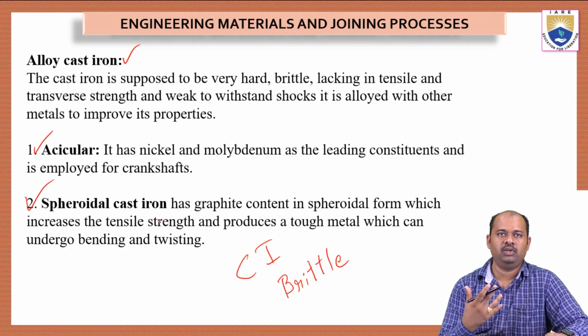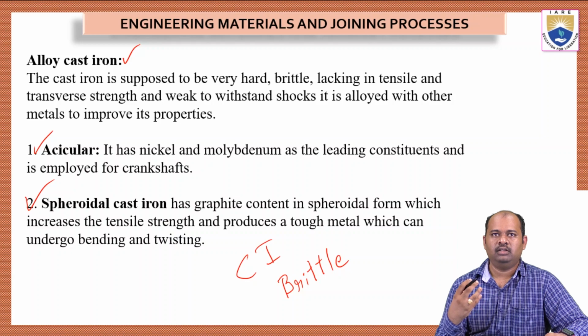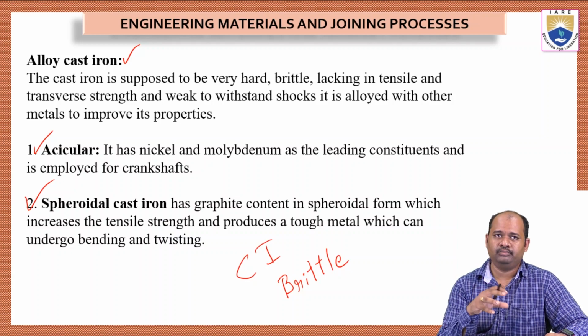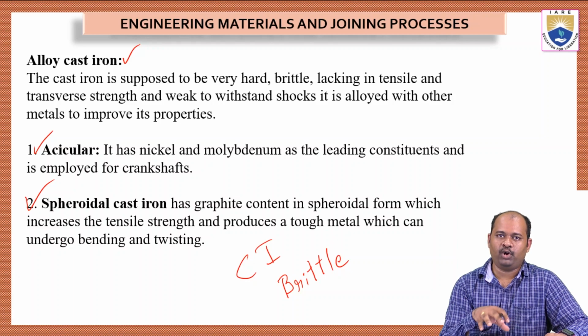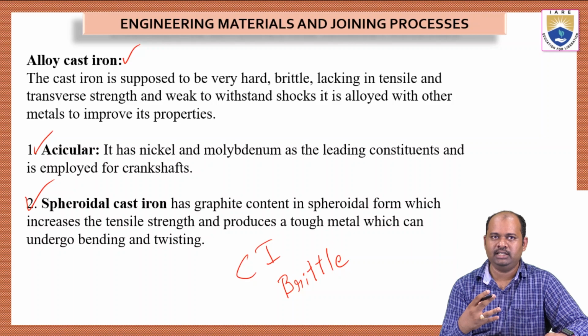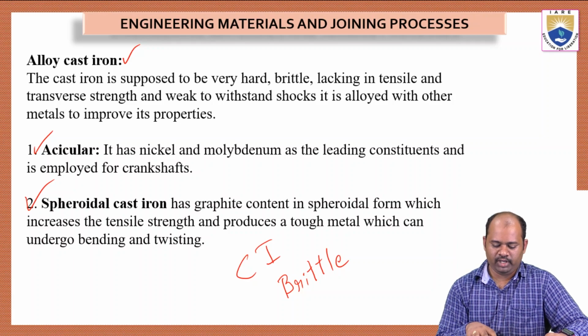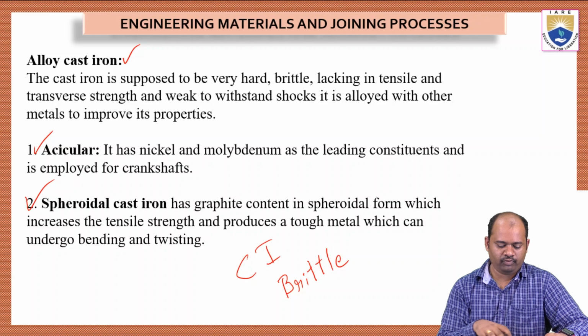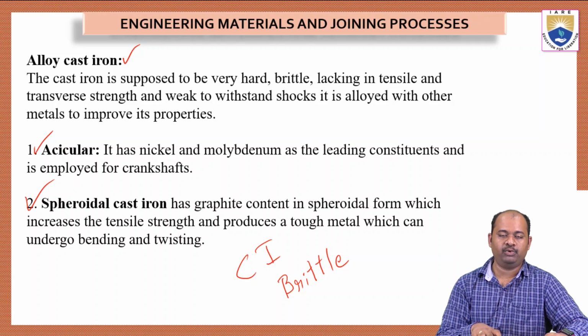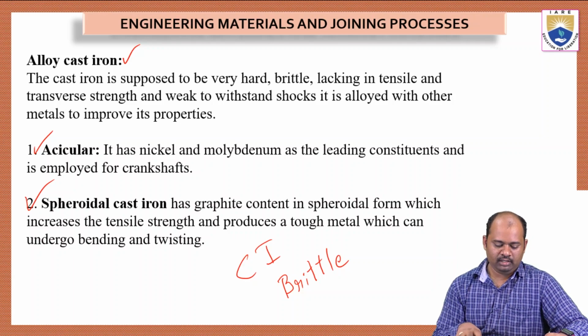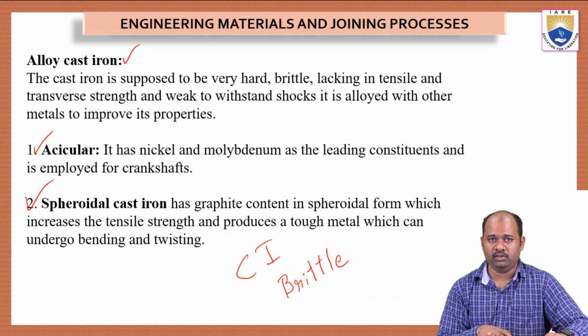In acicular cast iron, nickel and molybdenum are the leading constituents of the process employed to alloy the cast iron. So the cast iron is treated with nickel and molybdenum, and then we get acicular cast iron. And then there is the graphite content in spheroidal form, which increases the tensile strength and produces a tough metal which can undergo bending and twisting also.